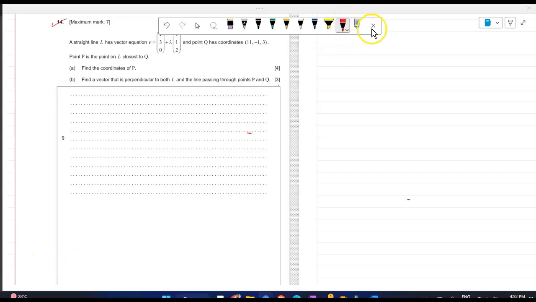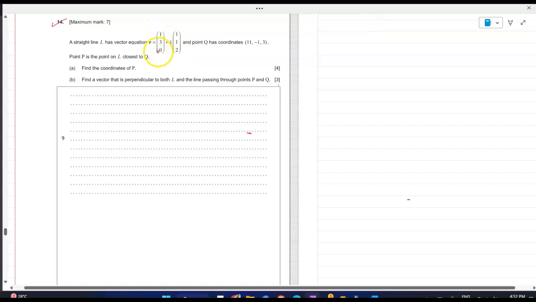That 130 is any point on the line. It's not a specific point. And this is your direction vector. So if that's the direction vector, what is 130? It's any point on the line, any random point on the line.